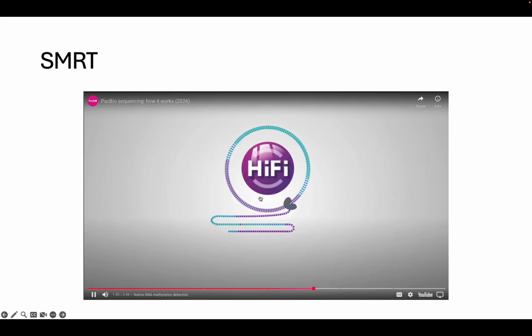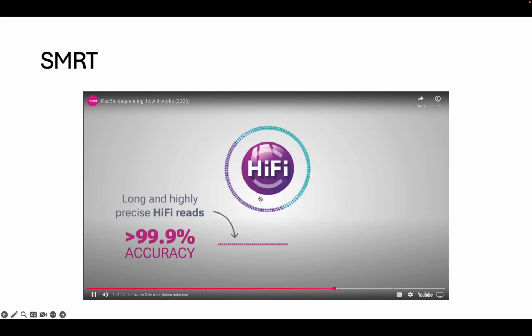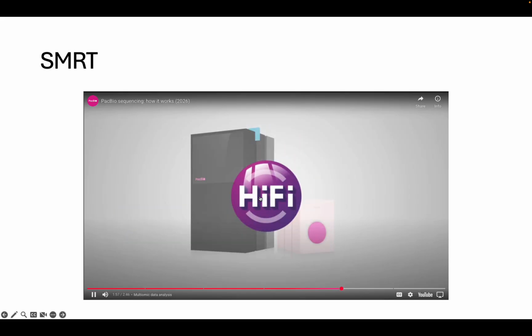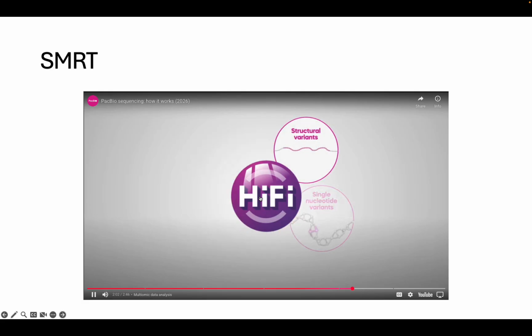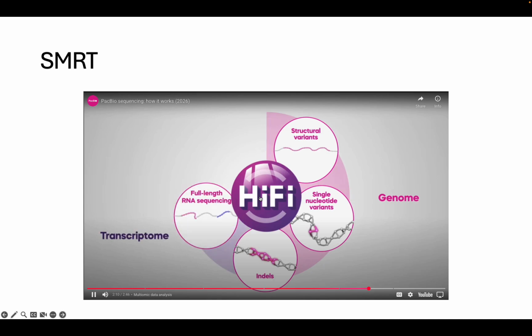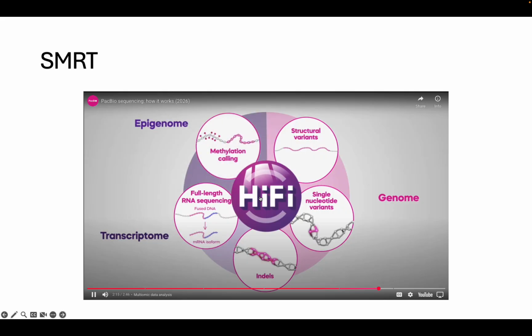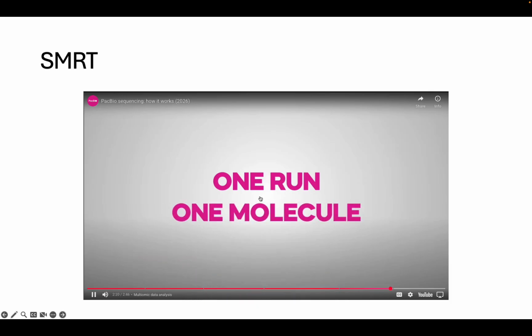HiFi reads are generated by combining information from multiple passes around a single DNA molecule. The system combines these repeated observations to produce long, highly precise reads, exceeding 99.9% accuracy. Powerful on-instrument algorithms and analysis tools turn this raw data into rich, multi-omic insights, revealing the genome, including complex structural variants and dark regions, the transcriptome with full-length isoforms, fusions, and splicing, and the epigenome with base-level methylation patterns captured natively. All in one run, all from the same molecule.